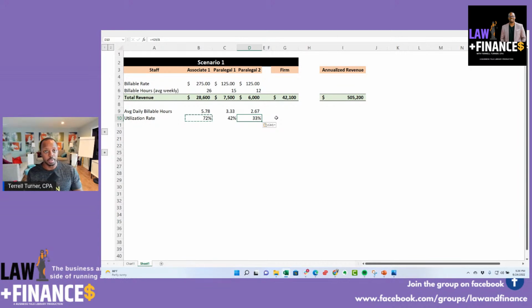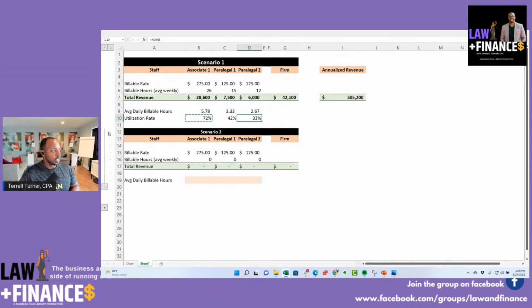A lot of times law firm owners will say, "Well, I just don't know if we can afford that." And I'm like, well, I thought you would say that. One of the things we want to get to is let's just let the numbers tell us whether you can or you can't afford it. So the next part of the exercise is, let's say this person stayed exactly the same, still doing about 5.78 hours a day on average.